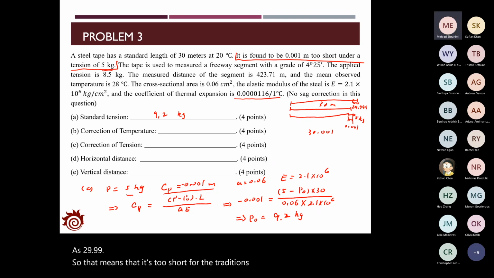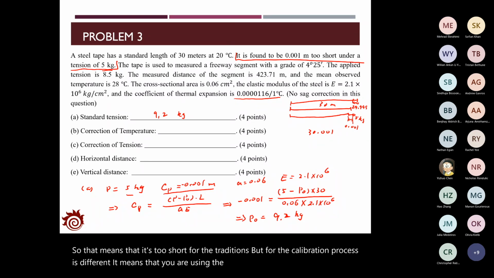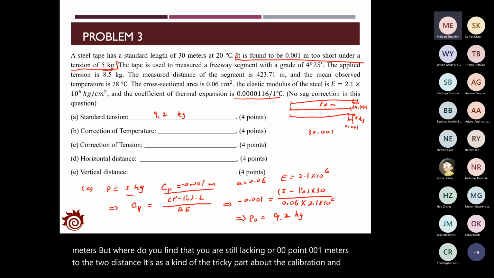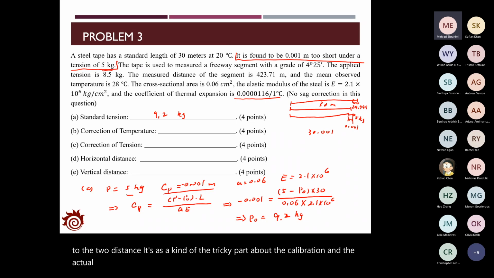For the calibration process, it's different. It means that you are using the full 30 meters to measure the true 30 meters. But you find that you are still lacking 0.001 meters of the true distance. It's a kind of tricky part about the calibration and the actual measurement. I understand. Thank you.